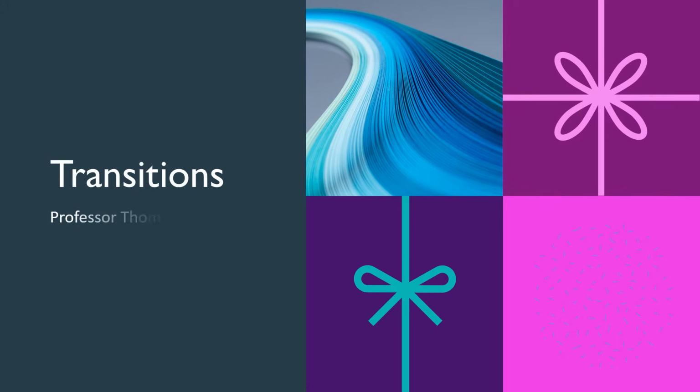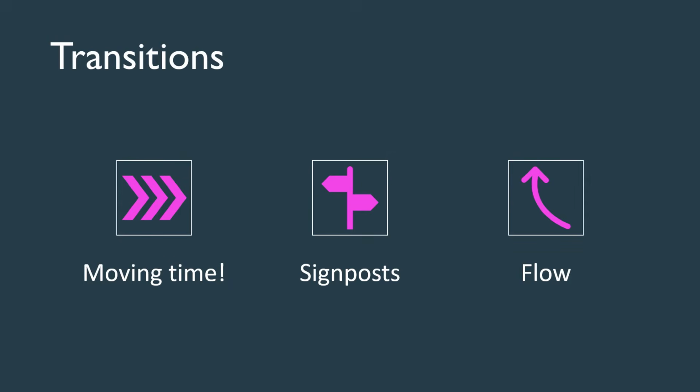Hello, my name is Professor Thomas Noara, and in this lecture I'm going to teach you how to properly use a transition. The best way that I like to describe a transition is that it is moving time. And the reason I say this is if you build your outline properly, you will have multiple sections, and you can't just jump from one section to the next without an explanation that you are in fact moving. And the tool that we use to do this is called a transition.